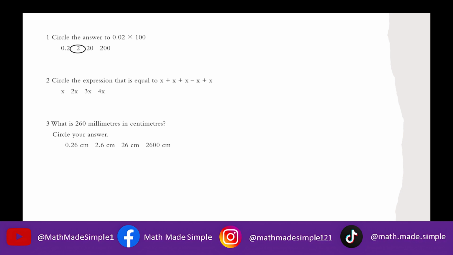So the second question is circle the expression that is equal to x plus x plus x minus x plus x. As you can see, the minus x and plus x here cancel out. So what we have left over is 3x, so the answer is 3x.